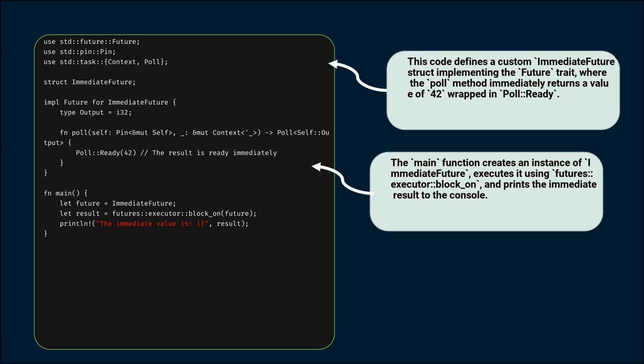In the main function, we instantiate our immediate future and execute it using the futures executor block on function. This function blocks the current thread until the future completes, ultimately retrieving the result and allowing us to print it to the console. This example succinctly demonstrates how leaf futures operate independently, providing immediate results, which is particularly useful for straightforward tasks where waiting is unnecessary. Understanding this basic implementation lays the groundwork for appreciating more complex asynchronous operations in Rust.